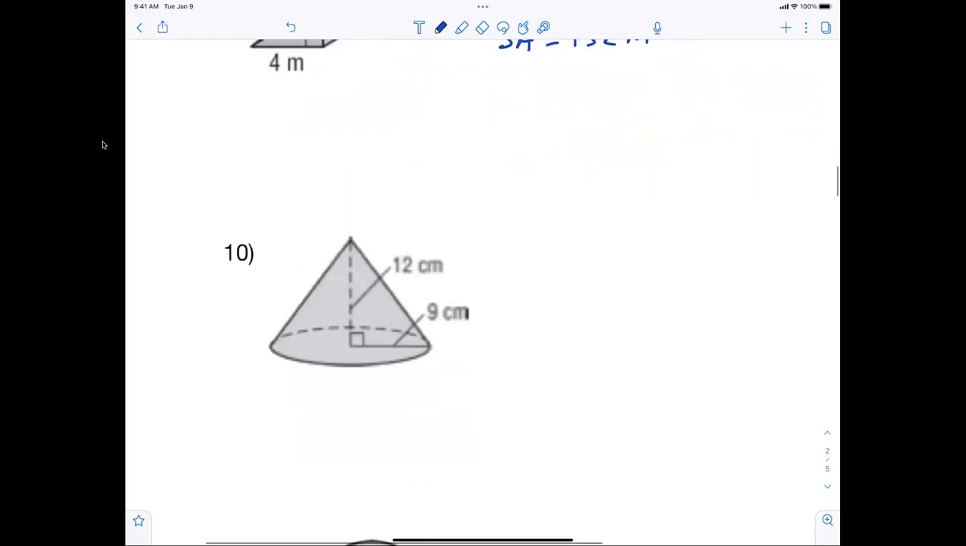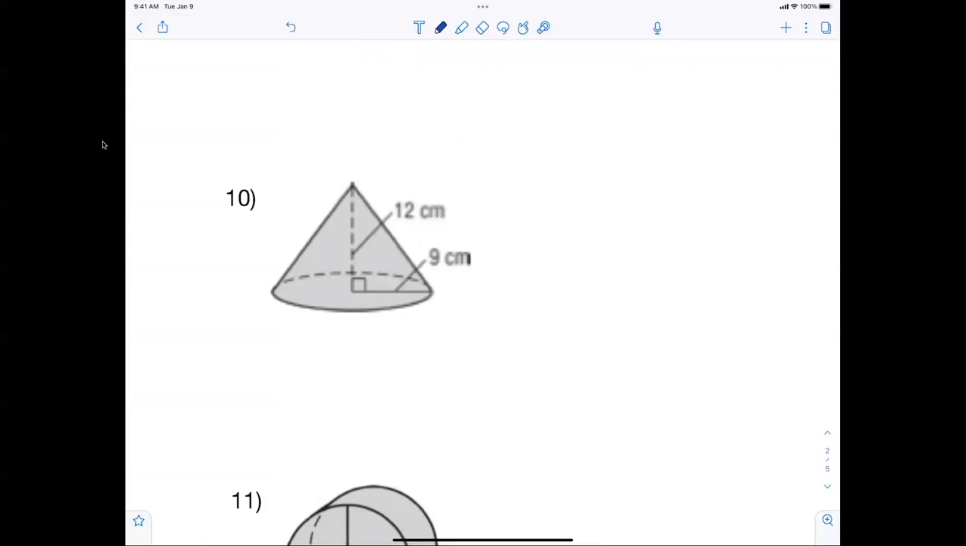All right, now we have a pyramid or a cone. So surface area is equal to, what do we got here? Area of the base. I understand what you're saying, but I'd like you to say area of the base plus 1/2 perimeter times the slant height. That's what I would like for you to be able to say. Area of the base plus 1/2 perimeter times the slant height.